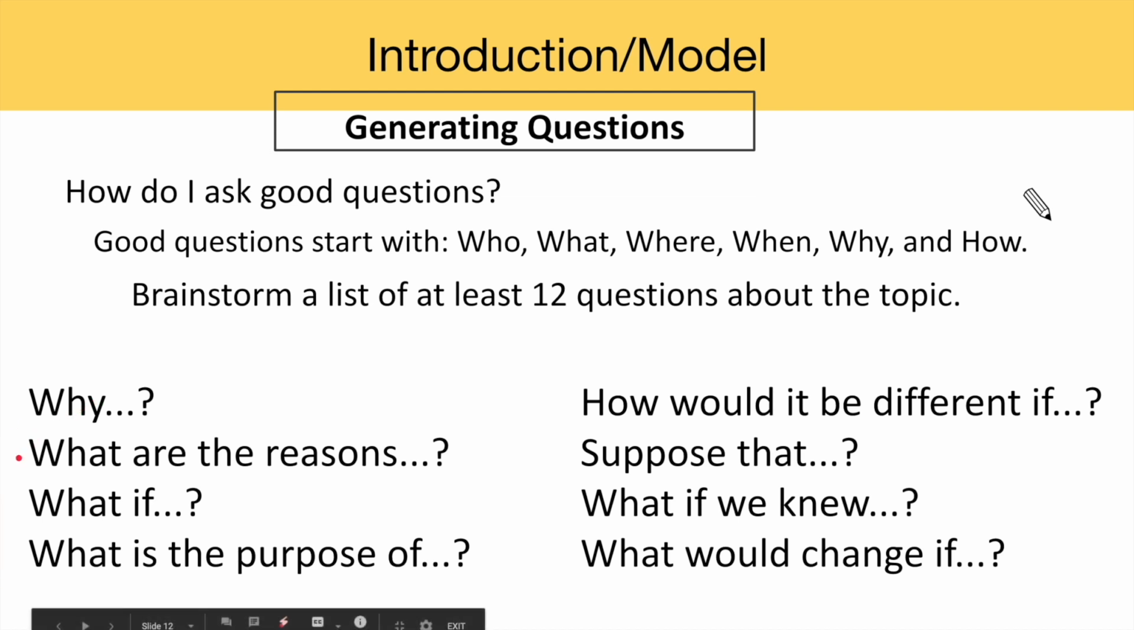Why? What are the reasons? What if? What is the purpose of? How would it be different if? Suppose that. What if we knew? What would change if? Now, there are other ways to generate good questions, but these question starts will help you generate really good, thought-provoking questions. So, generate a list of at least 12 questions about this topic.